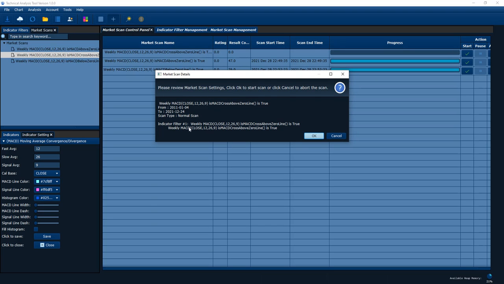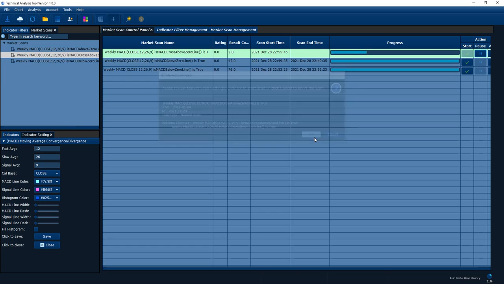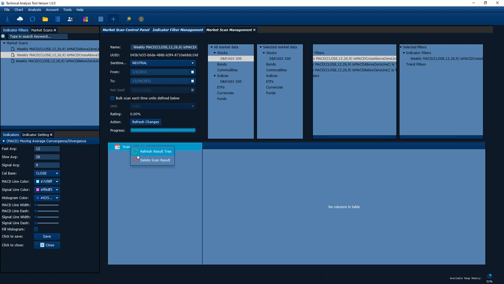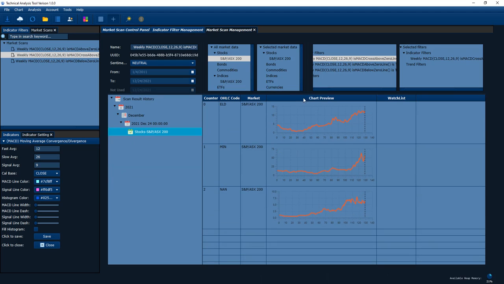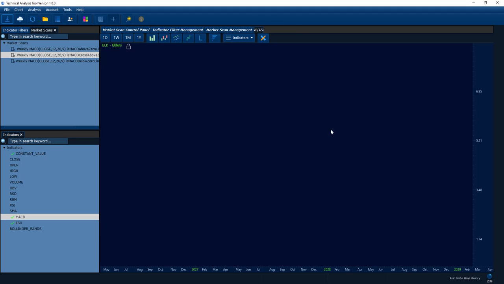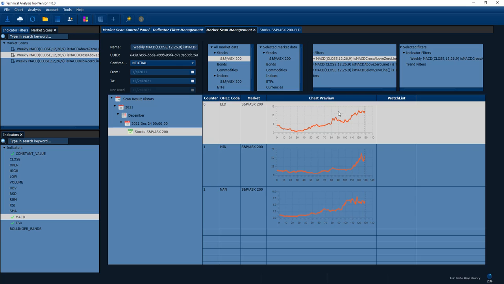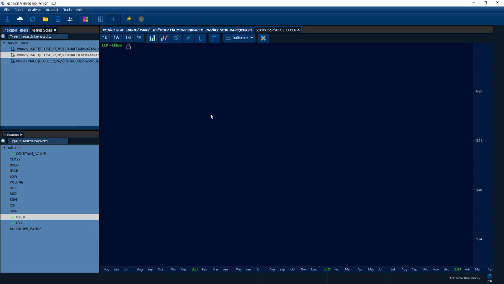Okay, review the condition. Market scan. Sorry, so it's MACD cross above 0 line is true. Yes. We start the market scan, and you can see very quickly we find this type of shares, and refresh the result tree. Let's have a look at the results. Okay, the first one is ELD. The chart from the preview looks pretty good, isn't it?